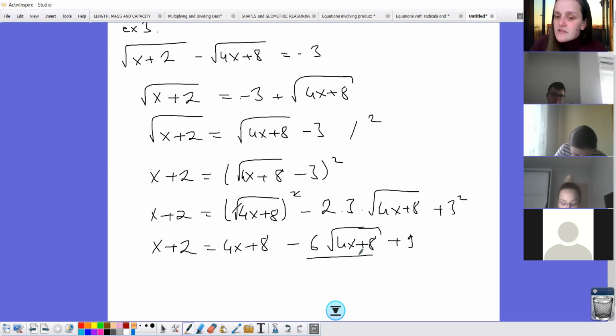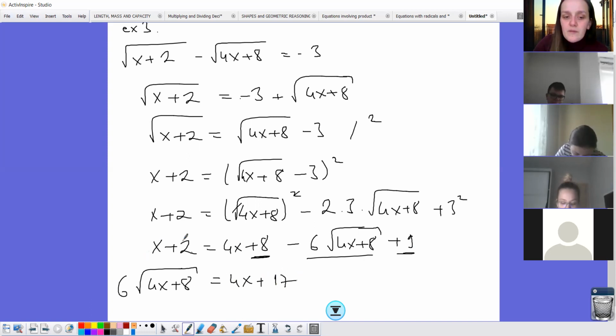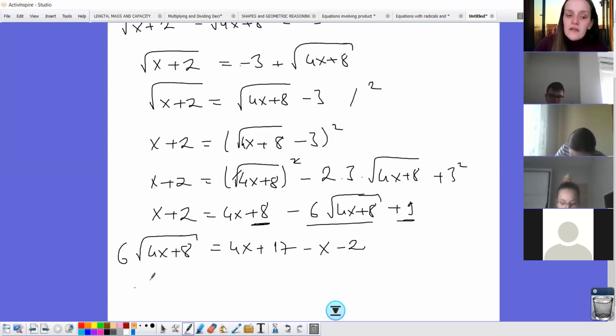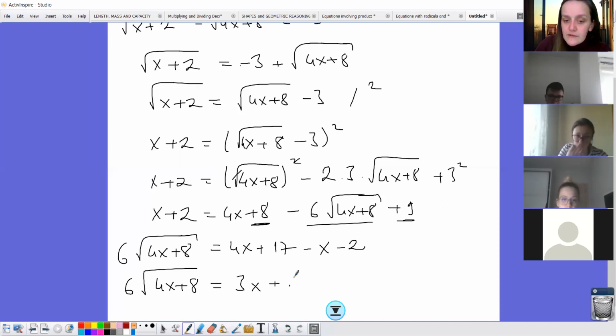Because this one is minus, I want to make it plus. I'm taking to the other side 6 root of 4x plus 8. Here what we have, 4x, this plus 8 plus 9 will be plus 17, and I'm taking these ones to the other side. Minus x minus 2 I will have. Then 6 root of 4x plus 8. Then we have 3x plus 15.